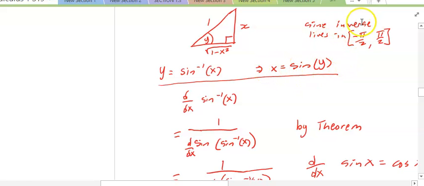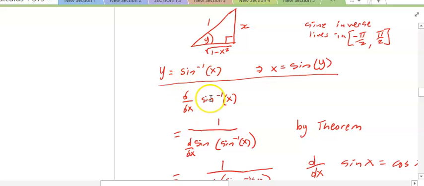Also, the sine inverse function lives between negative pi over 2 and pi over 2. This triangle is between 0 and pi over 2, your angle y, but we're going to prove it for this triangle and then also extend it to say, okay, it will also hold from negative pi over 2 to 0, because if we negate both sides of this answer, then the negatives cancel. But let us do the derivative of the sine inverse of x.